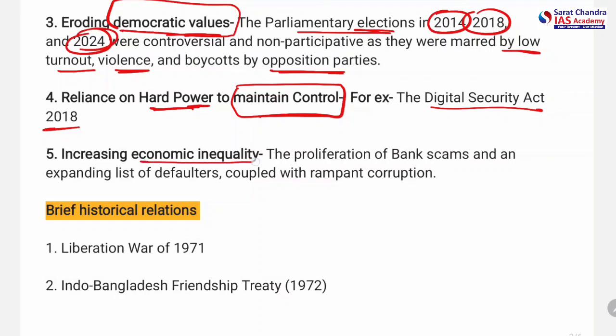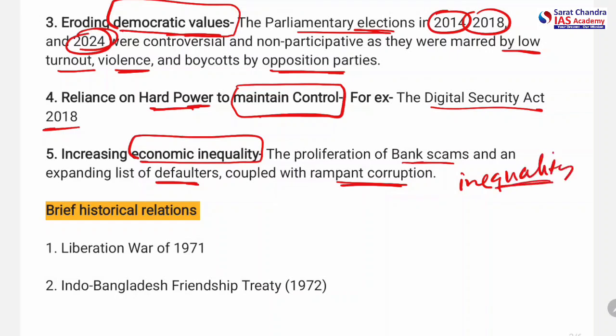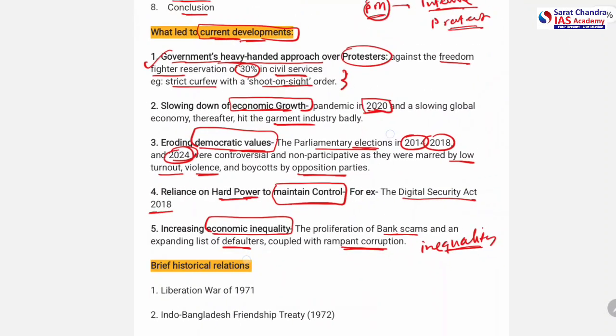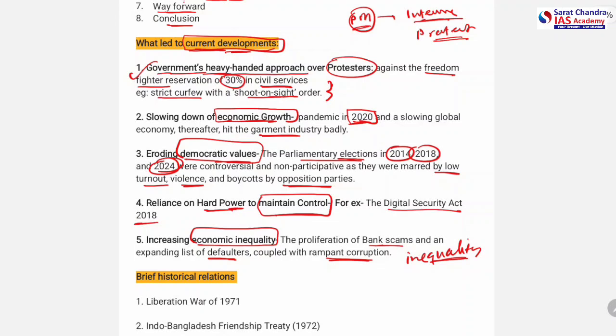Next is the increasing economic inequality because of the bank failures, bank scams, and an expanding list of defaulters coupled with rampant corruption. This led to inequality and anger in the minds and hearts of the people. So these are the 5 important points because of which the current situation emerged in Bangladesh.